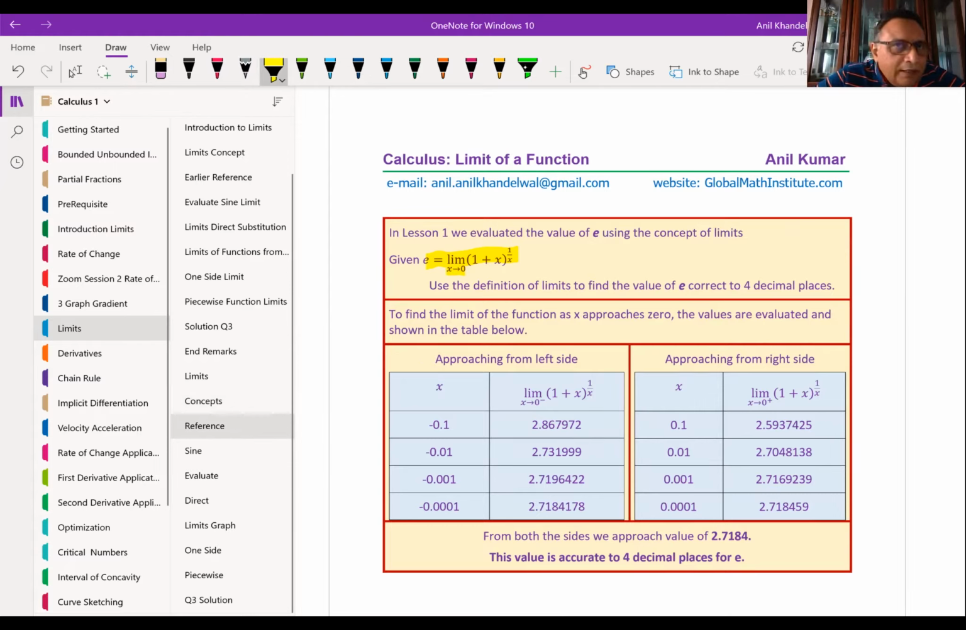So you have seen many indeterminate forms. You have also seen how to evaluate even such indeterminate forms. So we had a clear-cut approach. We approached from the left side, right? So we said, let's approach at minus 0.001, and we went and got this value of 2.7184. From the right-hand side, we again got the same value. We say that the limit of the function e is 2.7184. So that is the value of e, correct to 4 decimal places.